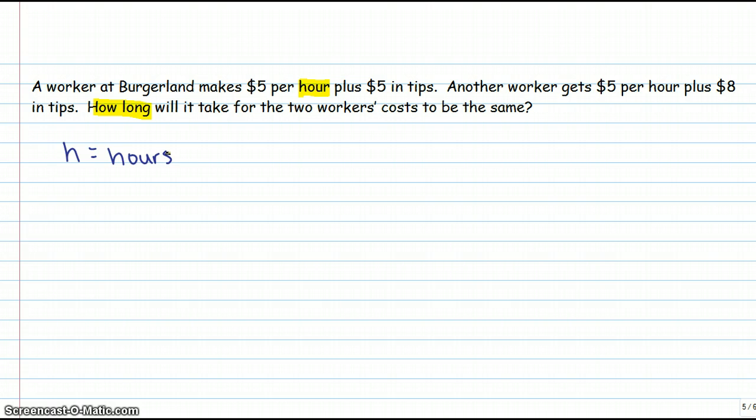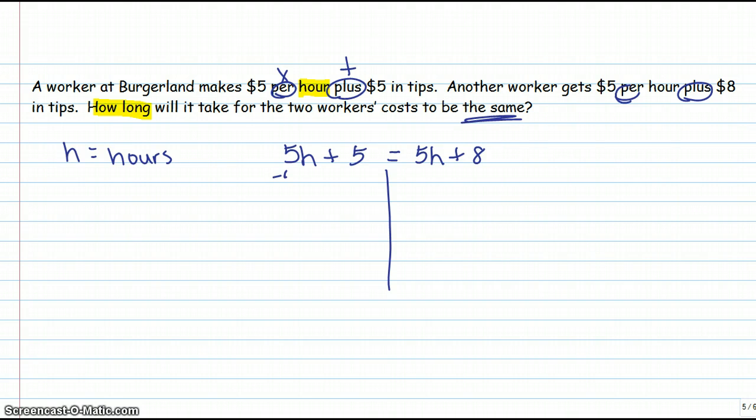The first worker at Burgerland makes $5 per, meaning multiply, hours, plus, meaning plus, $5 in tips. Another worker gets $5 per hour, so times H, plus $8 in tips. We want their cost to be the same, so they need to be equal. So we get the H's together by subtracting 5H on both sides.